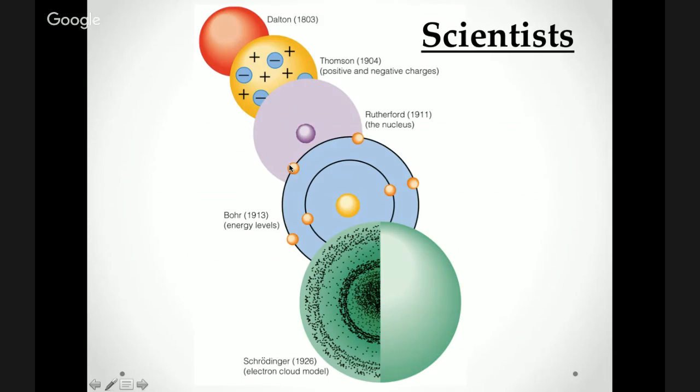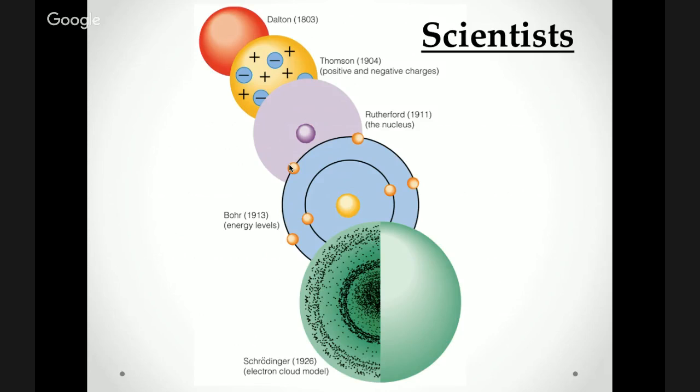So let's start with the scientists. We can talk about Dalton being the first significant scientist, and his concept of the model of the atom was basically a solid sphere like a bowling ball. When we move further ahead to Thomson, he came up with the plum pudding model. The concept was basically a positive sphere or cloud, if you will, that had negative charges embedded in it. So we're starting to see at this point the differentiation between positive and negative charges.